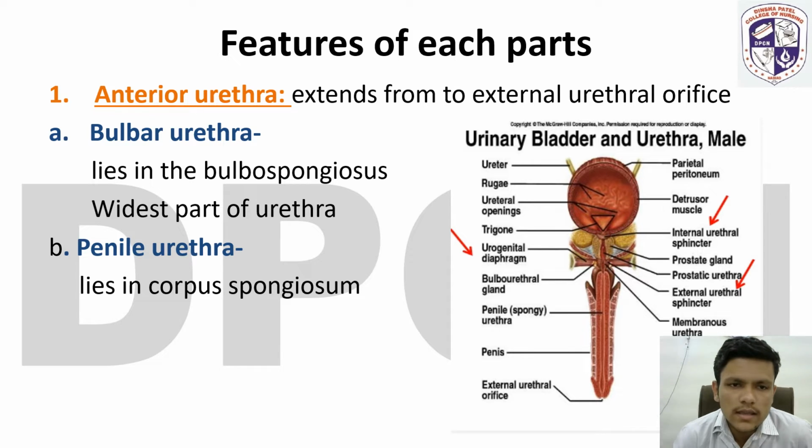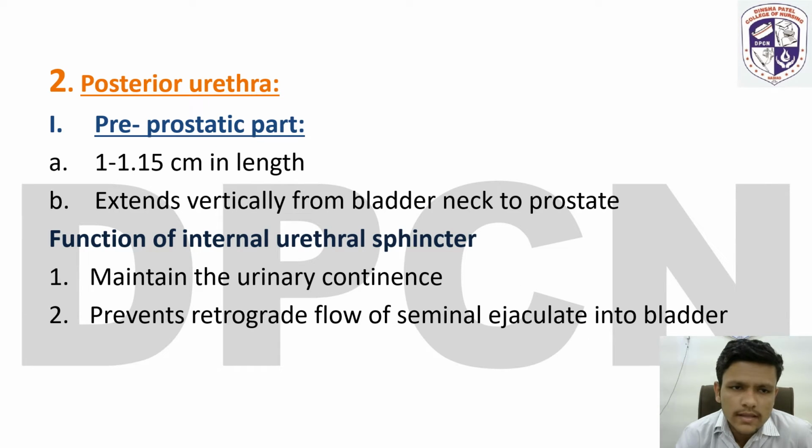In that, first, the bulbal urethra lies in the bulbospongiosus. It is the widest part of the urethra. Next, the penile urethra lies in the corpus spongiosum. Okay, next, second, the posterior urethra.